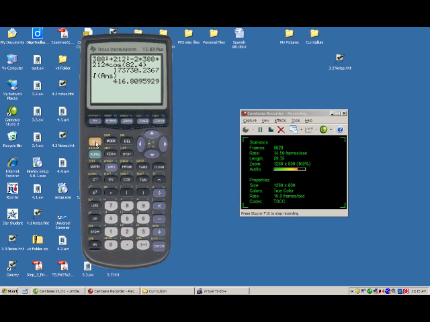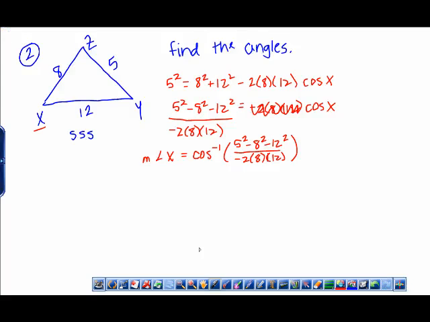Alright, so let's type this in. Arc cosine. I'm in degrees mode, which is good. And so I'm going to make sure, though, that I type this in right by adding in the numerator in its own set of parentheses. So 5 squared minus 8 squared minus 12 squared divided by negative 2 times 8 times 12, and I get 17.612 degrees. There we go. There's the first angle.